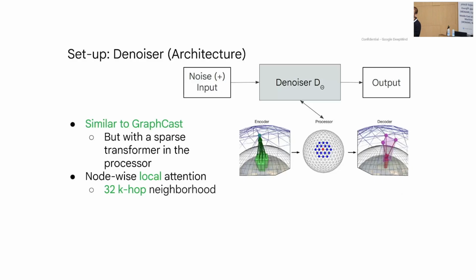We took the encoder, processor, and decoder. We just swapped out this middle GNN for a sparse transformer. And so now what we do is, again, as many of us learned on Monday, we do this attention across the nodes that live on this mesh.